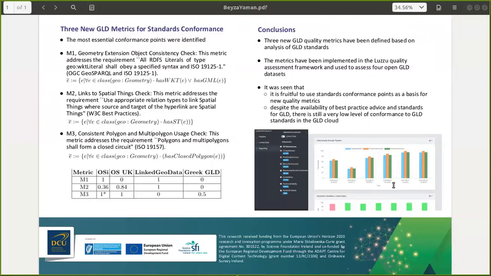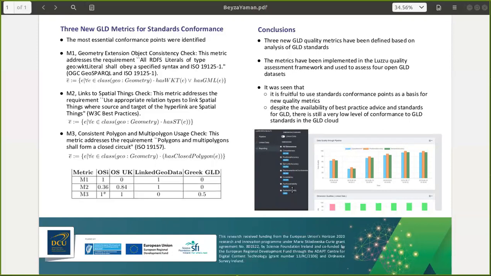In this paper, you could see three preliminary metrics that we implemented for geospatial data. One is the geometry extension object consistency check. According to OGC GeoSPARQL requirements, geometry types should be represented with WKT and GML serialization, regulated with ISO spatial schemas. Thus, in this metric, if the entity in the dataset is a member of a geometry class, then this metric checks the rate of employed geo as WKT or geo as GML properties in the dataset.